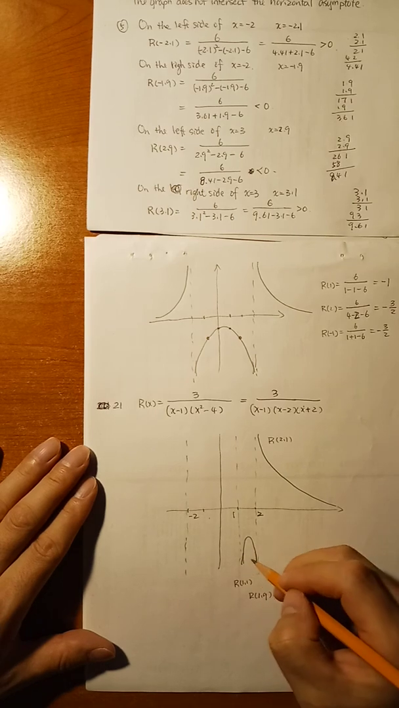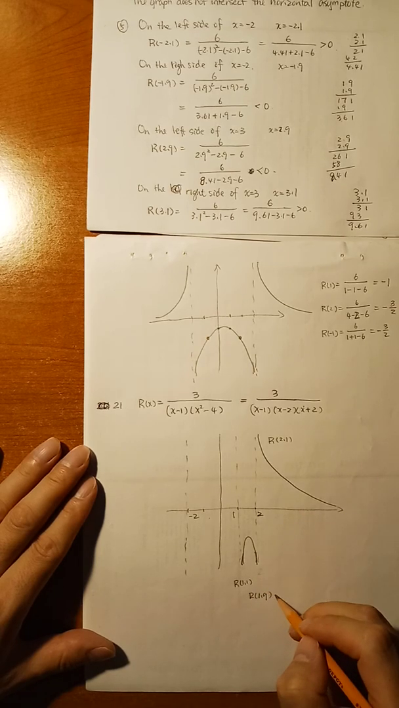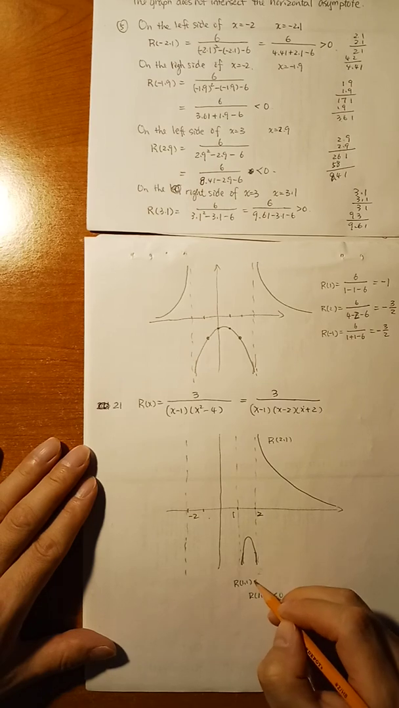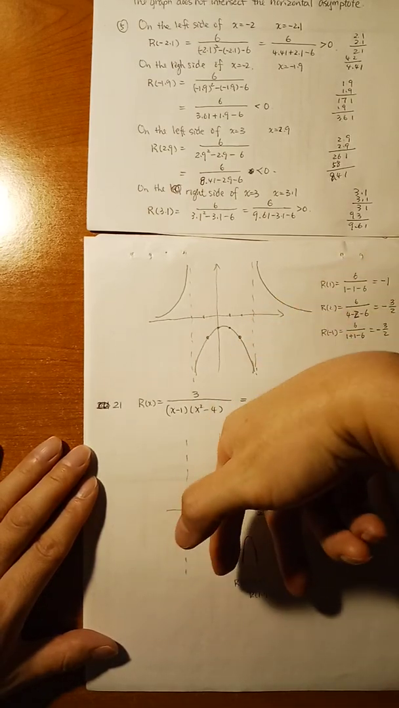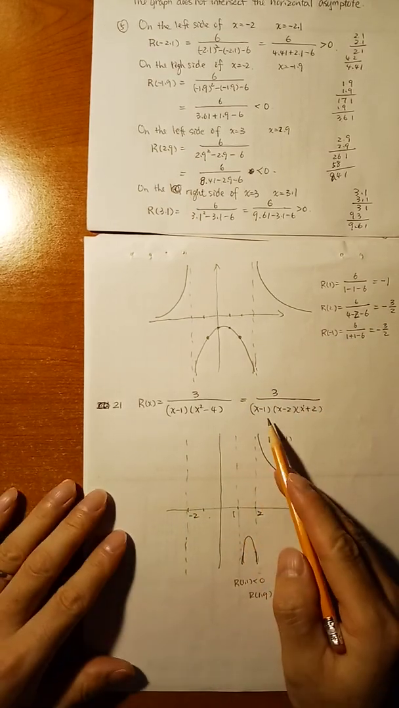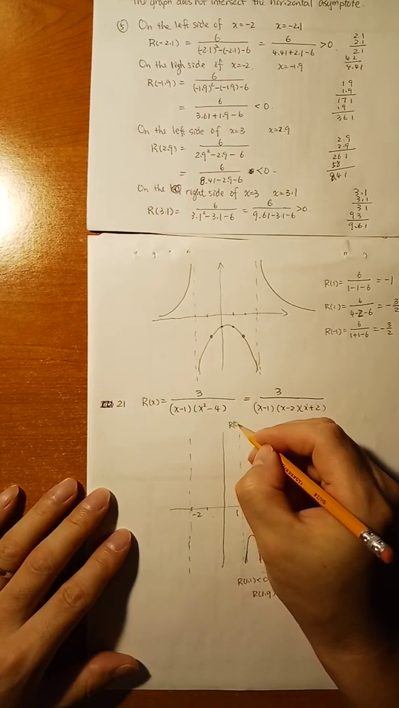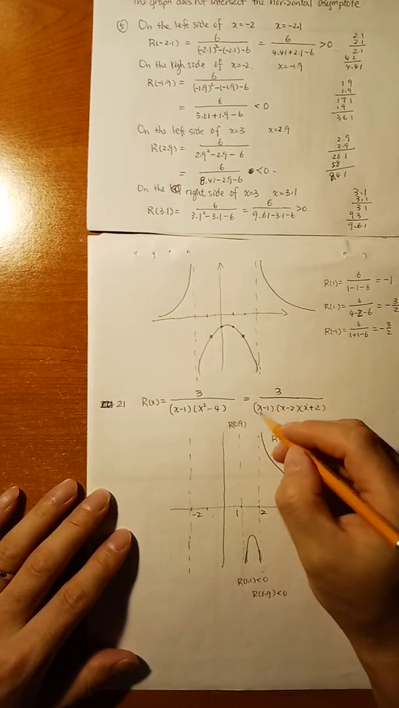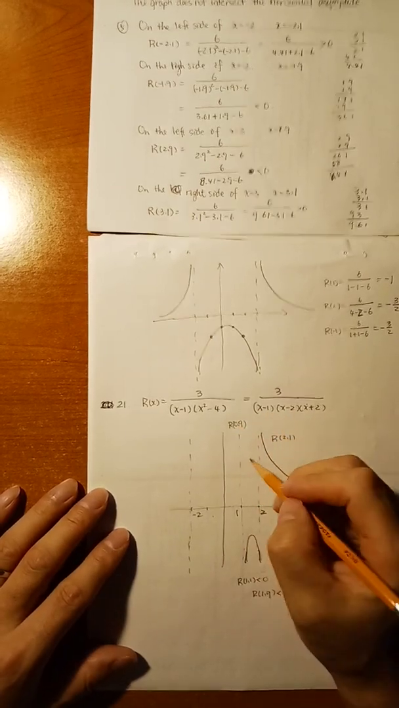You go to negative infinity here, negative infinity here. Understand me? So this value is negative. This value is also negative. So you go to negative infinity, it's like a holder. And if you check the left side of x equal to 1, x equal to 0.9, R of 0.9, you will see it is positive.